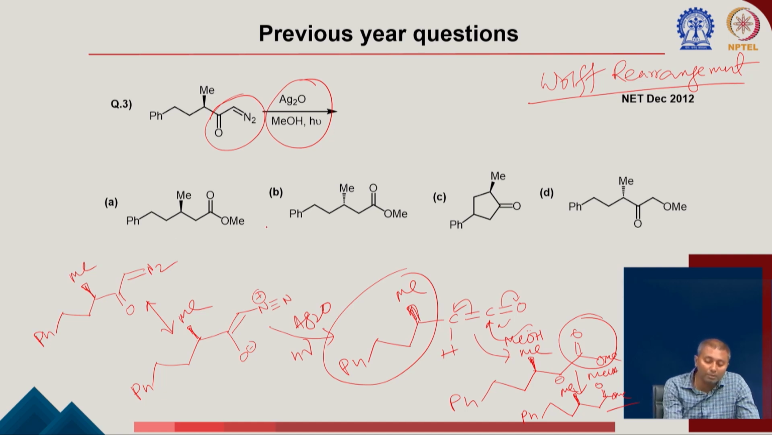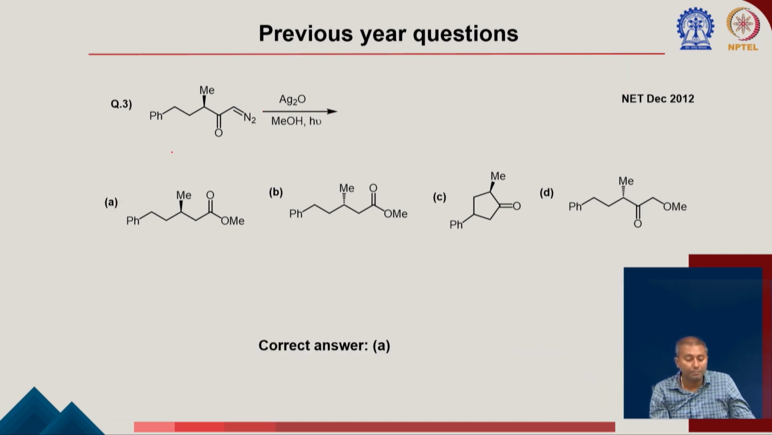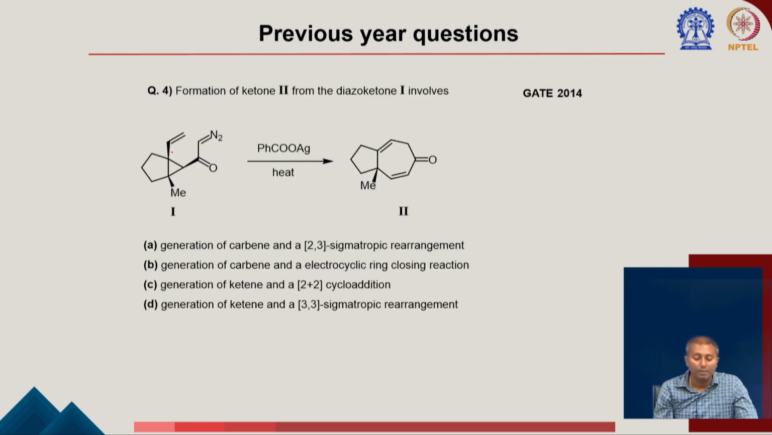That means if you look into all the products given in the options, you have to find first what is the right product. Options A and B look the same, the only difference is the stereochemistry. As there should not be any change in the stereochemistry, option A will be the correct option here. Again, if you forgot, I will ask you to go back to the carbon chemistry lectures and go through the Wolff rearrangement. So, the next question: formation of ketone 2 from diazoketone 1 involves.